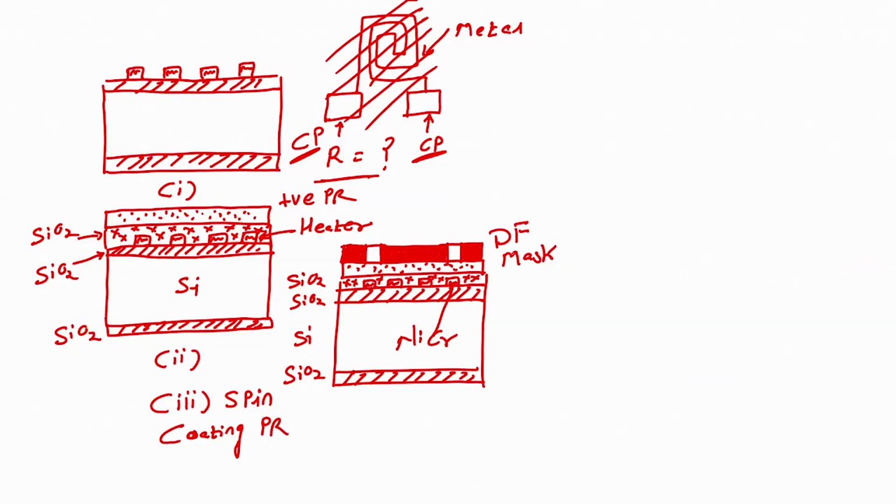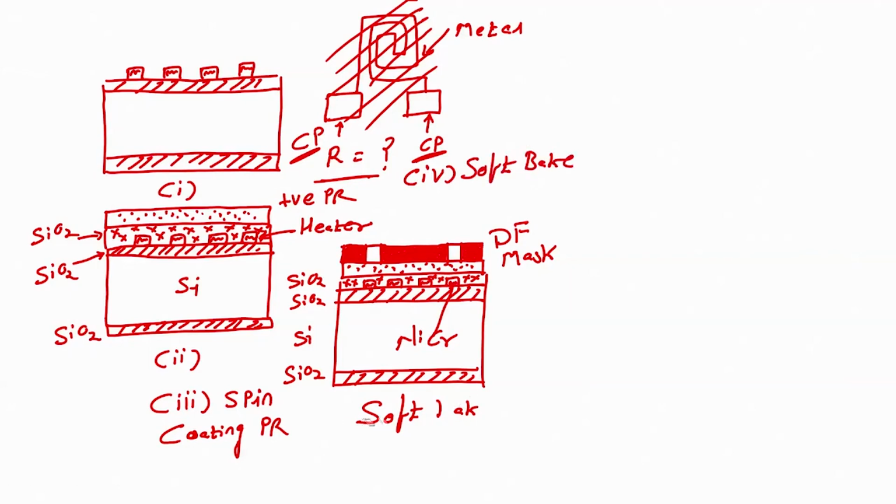After this, what is the next step? Next step is we will soft bake. Sorry, after spin coating photoresist, next step would be, I missed one step, step number 4 would be soft bake.